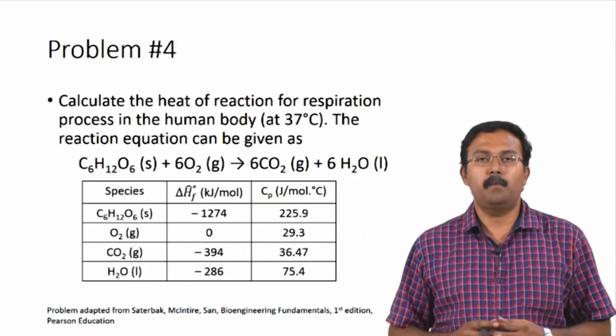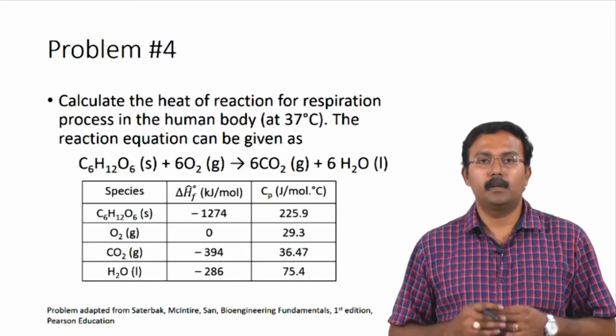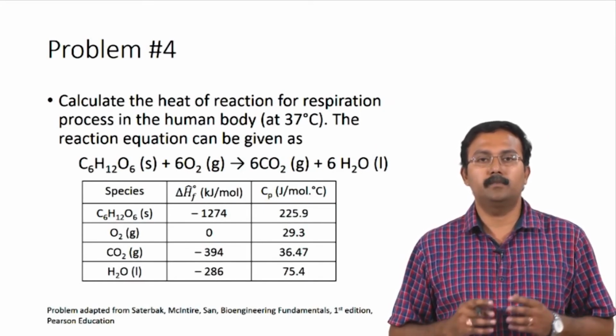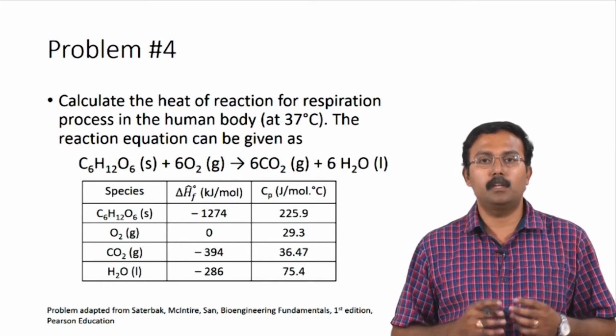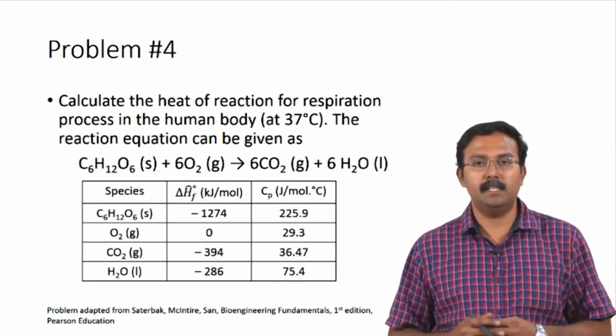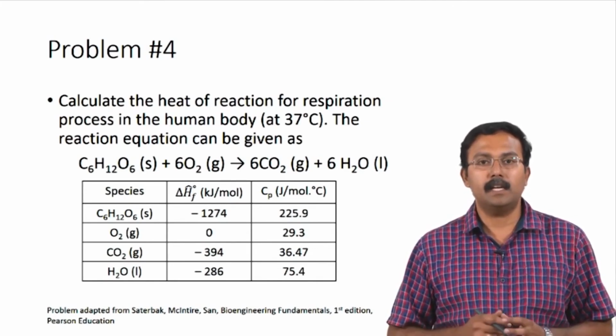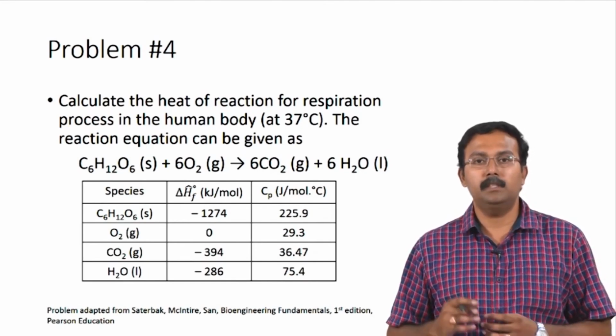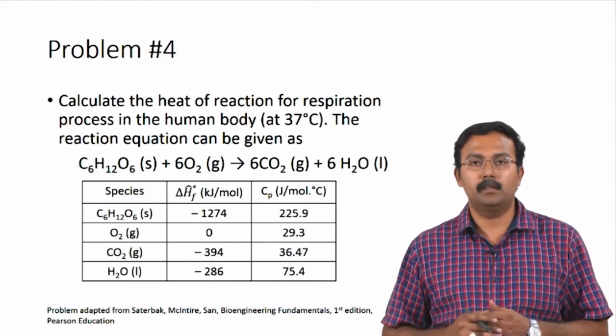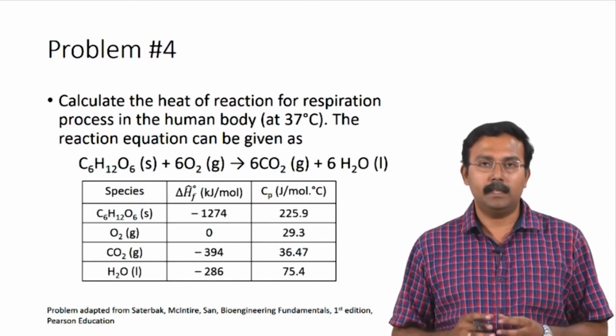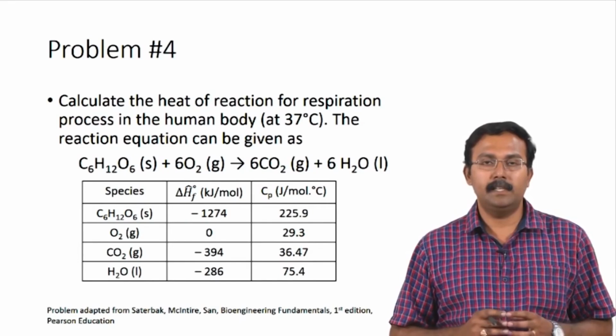Here is the fourth problem for this tutorial session. You are asked to calculate the heat of reaction for a respiration process in the human body which happens at 37 degrees Celsius. The reaction equation can be given as glucose plus oxygen gives carbon dioxide and water. So, this reaction is happening at 37 degrees Celsius.